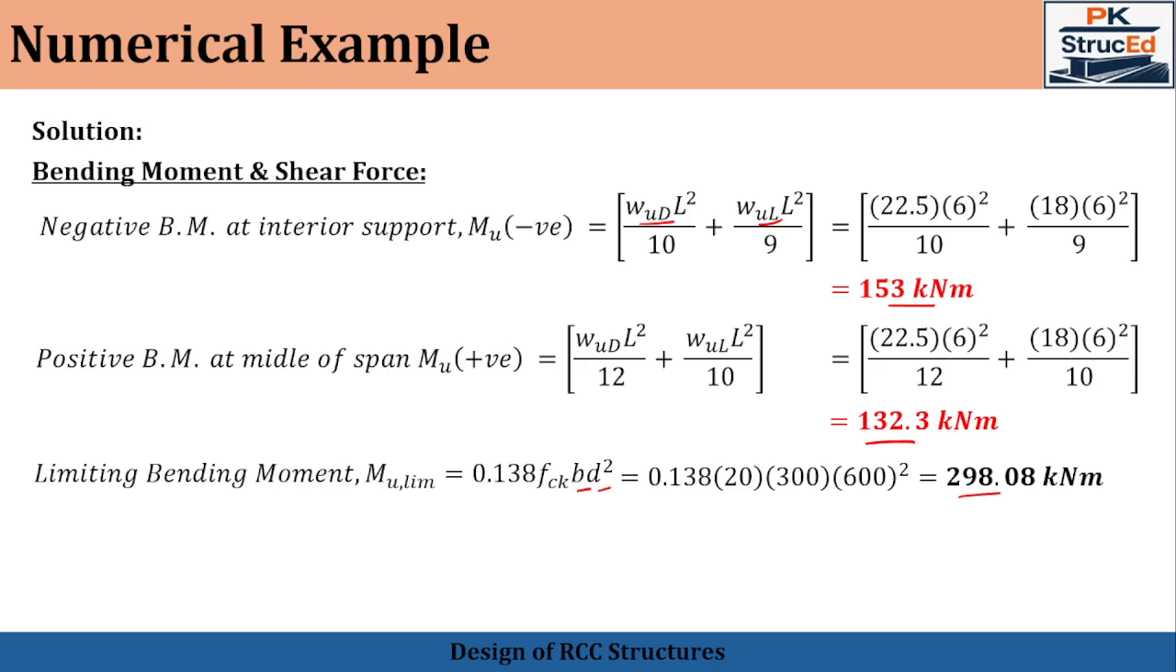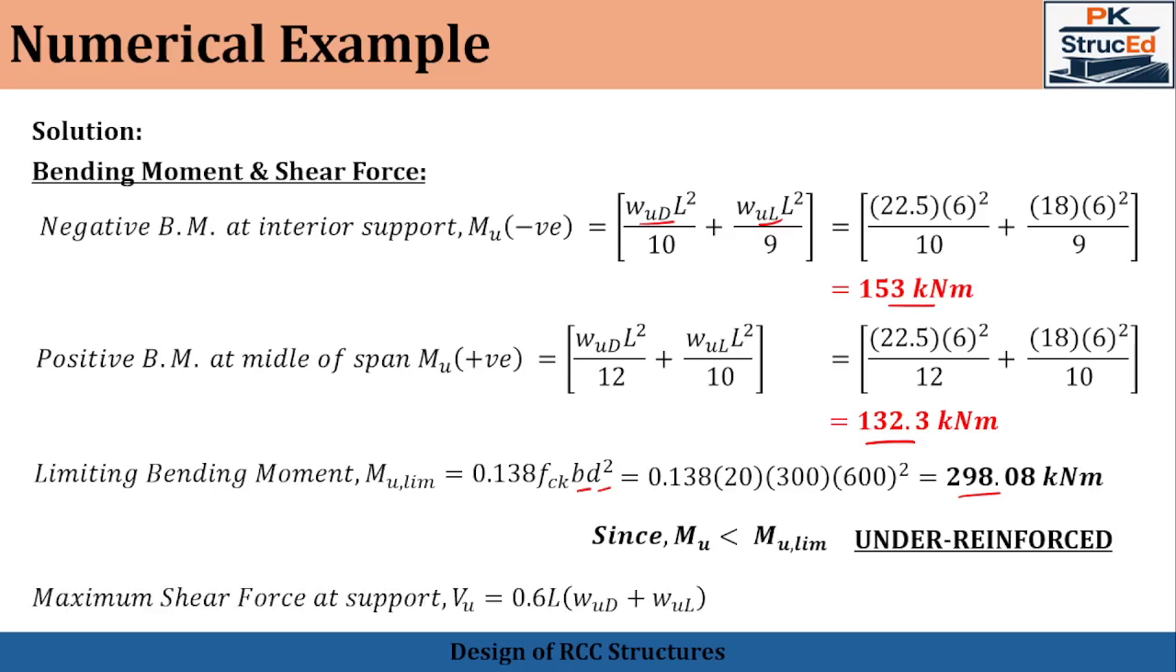In continuous beams, we always require top reinforcement over the supports, whereas in the midspan area, the main reinforcement will be provided at the bottom. So since Mu is less than Mu limit, it will be considered as an under reinforced section. And finally, the maximum shear force at the support will be calculated using the shear force coefficient of 0.6 L. The summation of the dead load and the live load multiplied with the shear force coefficient of 0.6 L gives the total shear force of 145.8 kilonewton.